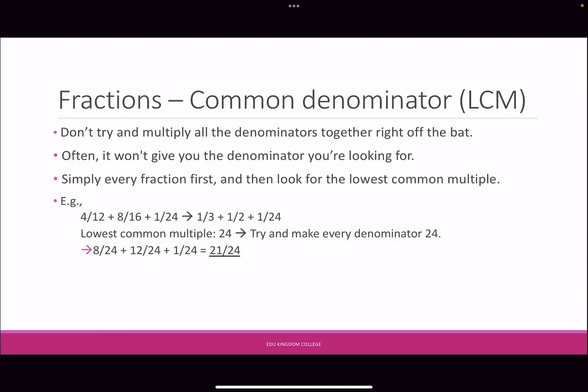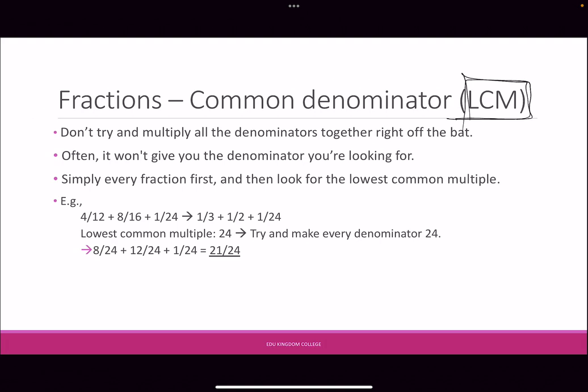Next, when we're adding up a bunch of fractions with different denominators, what we want to do is find a common denominator. So LCM, you might have heard it before, not that sweet bar that you might get for recess or lunch. LCM stands for lowest common multiple. So that's what we're looking for: the smallest number that every single denominator will fit into.